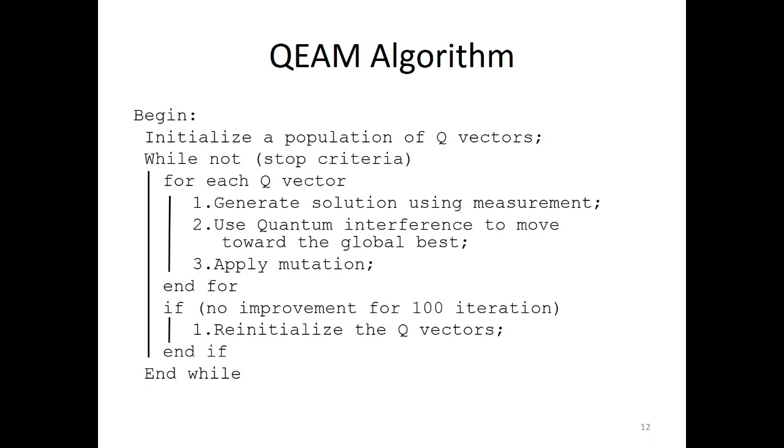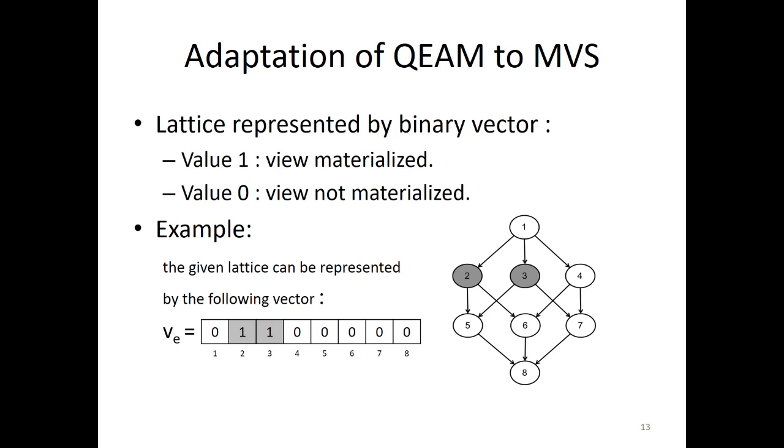The lattice is represented by a binary vector in which the value 1 means that the view is materialized and the value 0 is used otherwise. The given lattice can be represented by the following vector. The white nodes are not materialized, so we find the value 0 in the corresponding positions. So we have the position 1 and positions 4 to 8, whereas the gray nodes are materialized, hence the value 1 in positions 2 and 3.